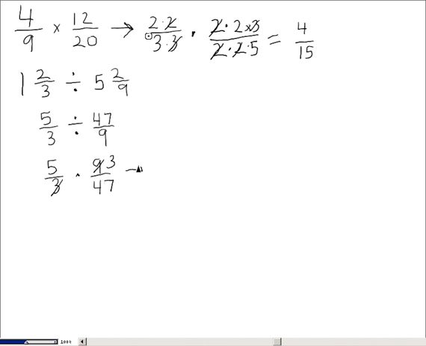You just multiply straight across, and I'll put my answer right here. 3 times 5 is 15, and on the bottom I just have 1 times 47, which is 47. So the answer to this problem is 15/47.